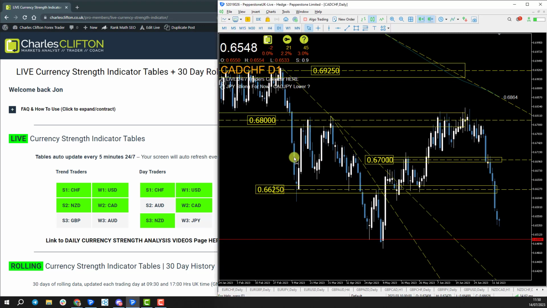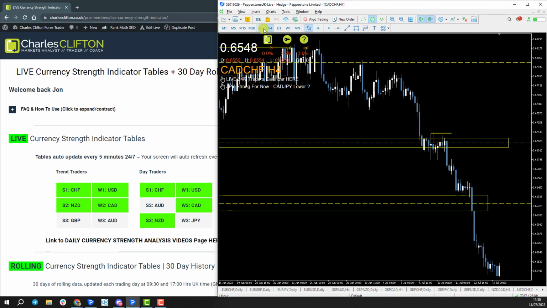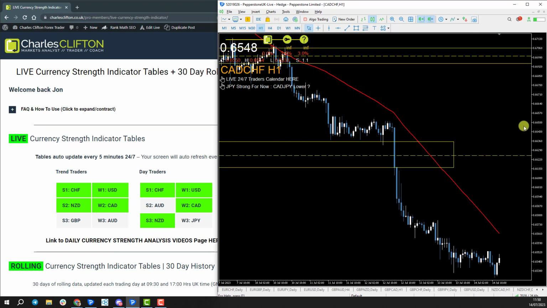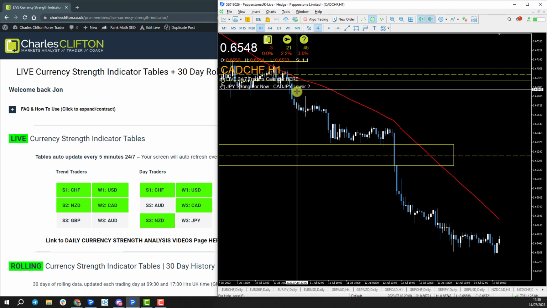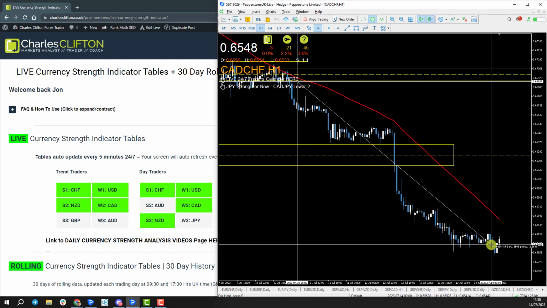So I'm going to kick it off with CAD Swiss, and the area we were looking to target was the 66.25. You can see price has broken down through that level of support and continued to drive lower. If I go to our entry criteria, our hourly chart, we took a short position up at the 66.90 area, and you can see it's around 150 pips to the good if you're still in this position.